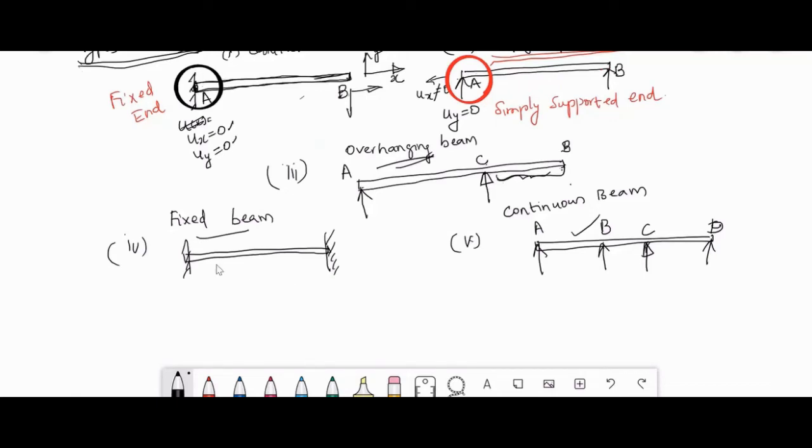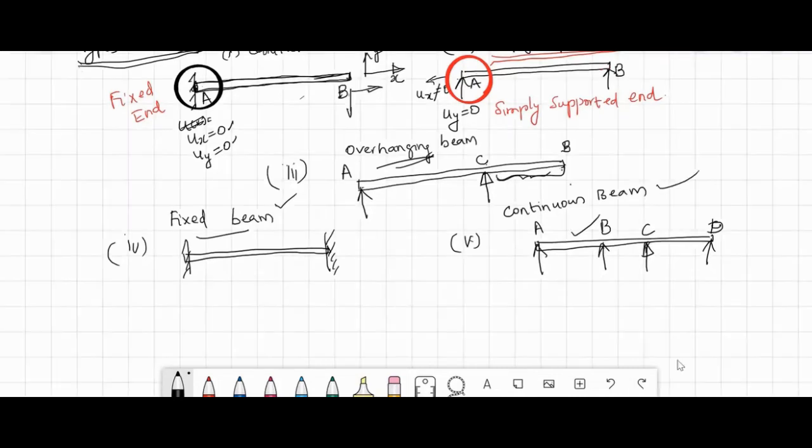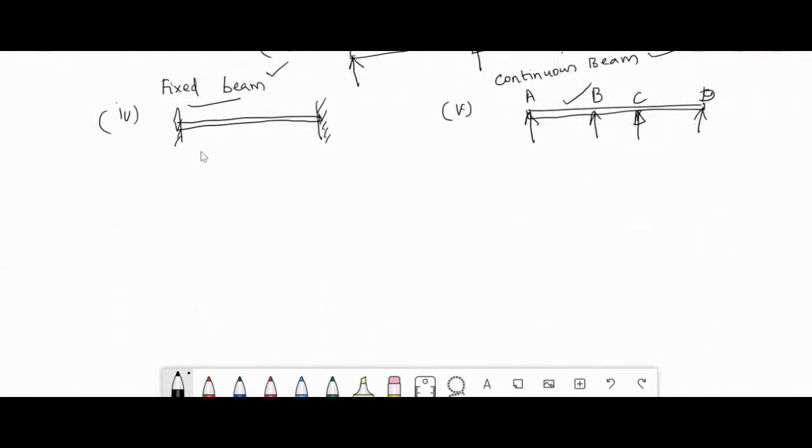Then the fourth type is where both the ends of the structural member are fixed, and this is called a fixed beam. And then the fifth type is a continuous beam, where the structural member has many supports at the ends and also between the ends, two or more supports. So this type of beam is called a continuous beam.